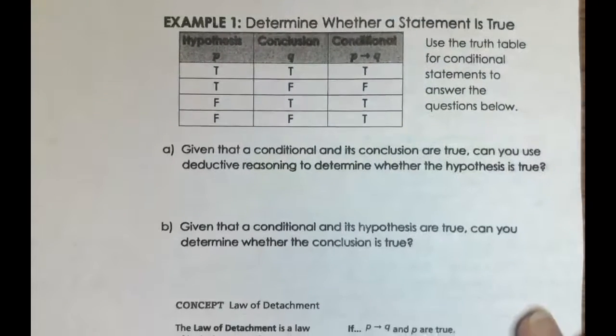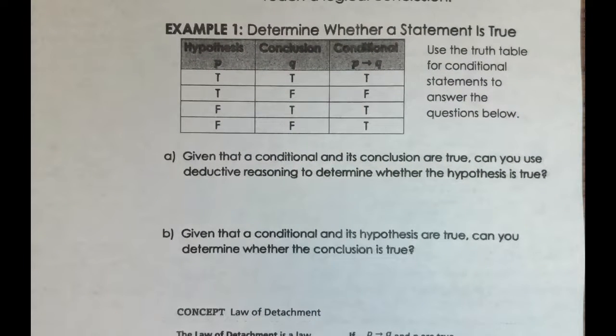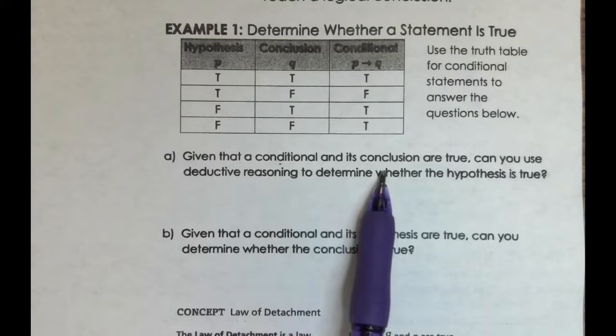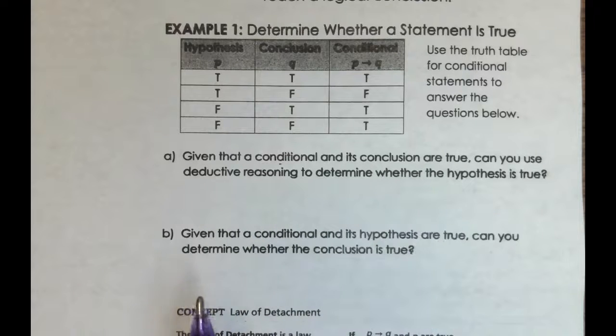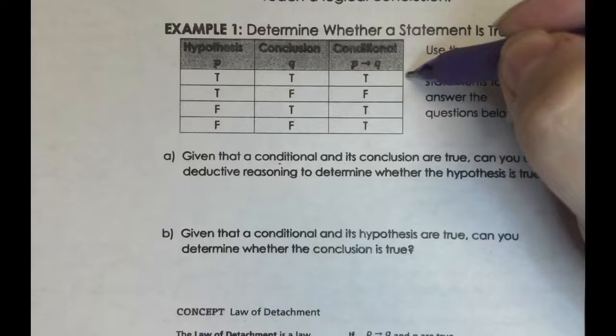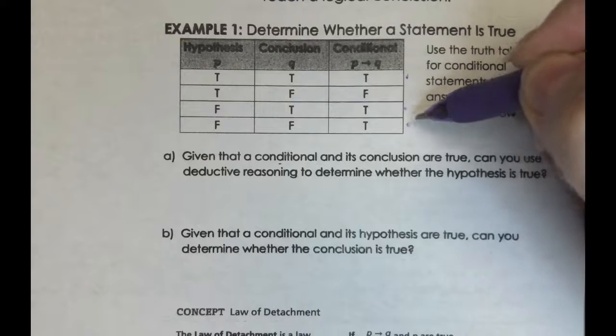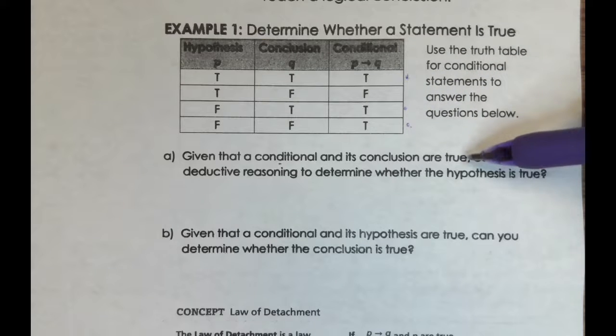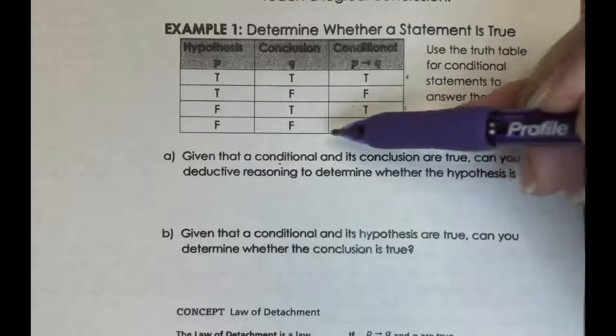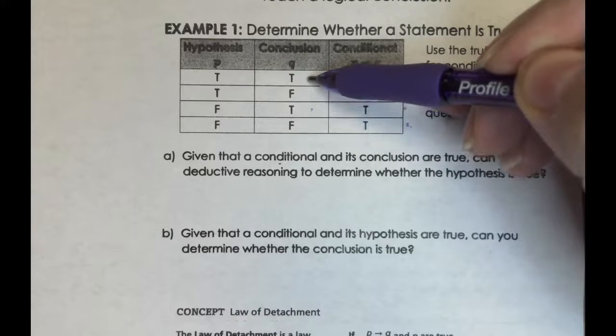Let's take a look at a couple examples here. What we're being asked to determine is whether, given a conditional and its conclusion, we can figure out the truth value of the hypothesis. So here, given that a conditional and its conclusion are true, can you use deductive reasoning to determine whether the hypothesis is true? We're given that a conditional is true, which would be these three that I put dots by. Given that a conditional is true, those are the only options. And its conclusion is true. So of these three options, the only ones where the conclusion is true are these two.